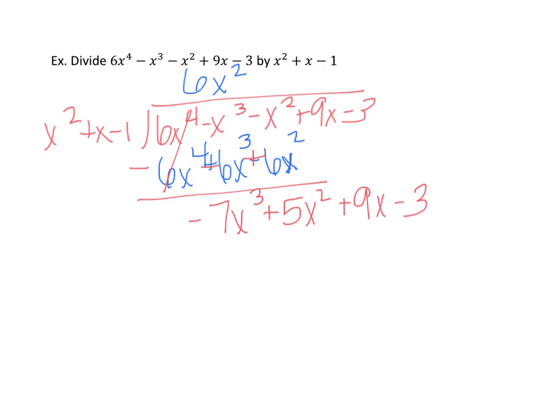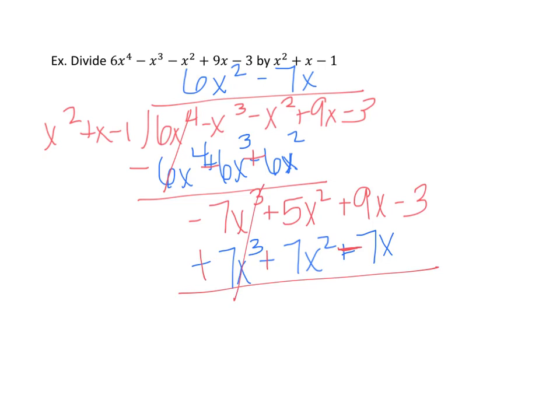Okay, what do I multiply by x squared to get negative 7x cubed? Negative 7x. Negative 7x times x squared, negative 7x cubed. Negative 7x times x, negative 7x squared. Negative 7x times negative 1, positive 7x. Change your signs and combine. Falls out. 12x squared plus 2x minus 3.